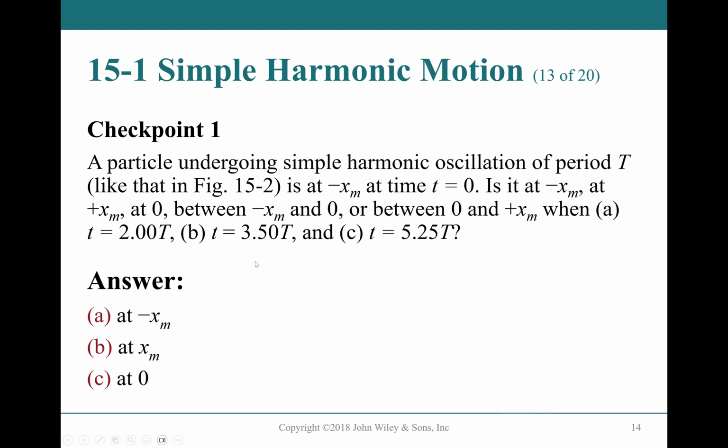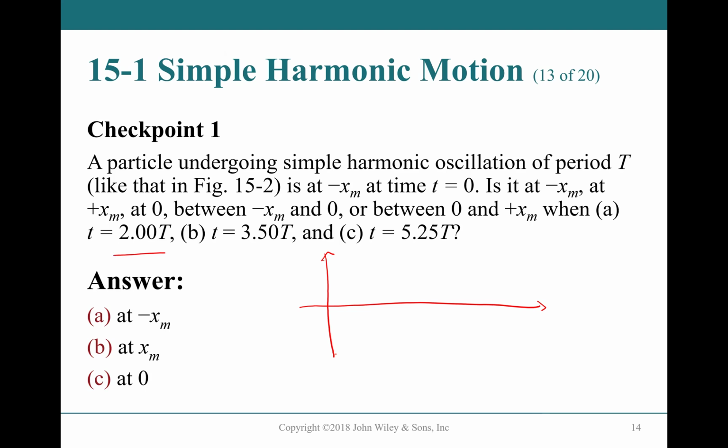So now we are going to take a look at this checkpoint here. A particle undergoing simple harmonic motion of period T is at negative xm at t equals 0. Is it at negative xm, at positive xm, at 0, between negative xm and 0, or between 0 and positive xm when t equals 2T, 3.5T, and 5.25T? So what does this problem ask you? It actually asks you what the function looks like and what the position is at a given time.